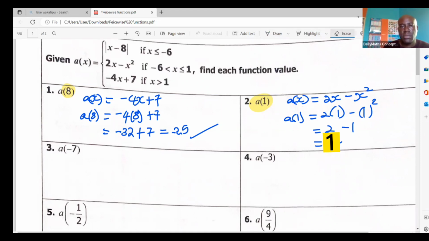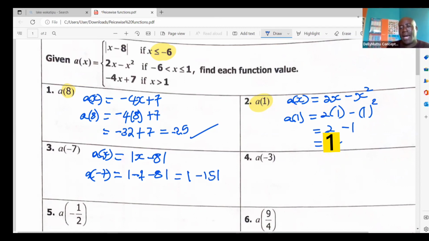But the next one, a of -7. -7 is a number in the category of less than or equal to -6. So on our number line, anything left of -6 or equal to -6 will be part of that domain. So a of x is equal to the absolute value of x minus 8. Bear in mind, absolute value is the distance from 0, and a distance is always a positive number. So if we get a negative number, it's the absolute value of that number we're looking for. It is always going to be positive. So a of -7 means -7 goes where the x is. Let us finalize: I'm looking at the absolute value of -15, and the absolute value of negative 15 is 15. So we're looking for that response.